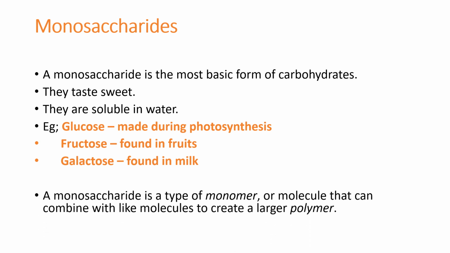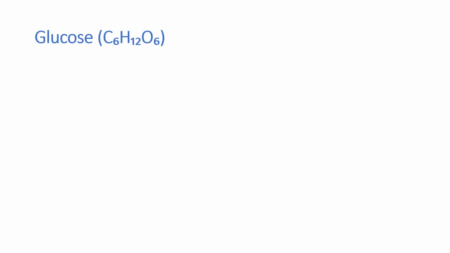A monosaccharide is the simplest form of sugar, which means it's a monomer, or a molecule that can combine with like molecules to create a larger polymer.